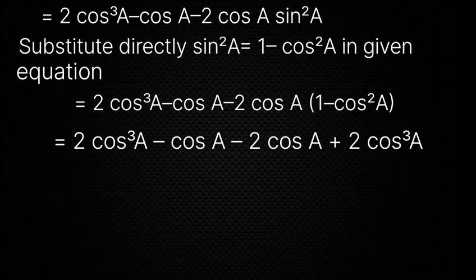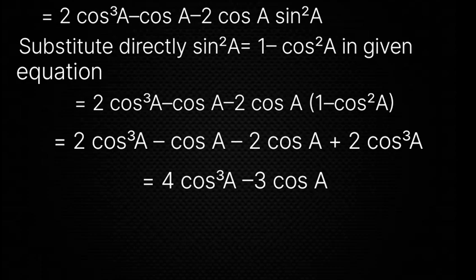Now let's combine all our like terms. We add the 2 cosine cubed a terms together, 2 cosine cubed a plus 2 cosine cubed a, to get 4 cosine cubed a. Then we combine the single cosine terms, minus cosine a minus 2 cosine a, which simplifies beautifully to minus 3 cosine a.